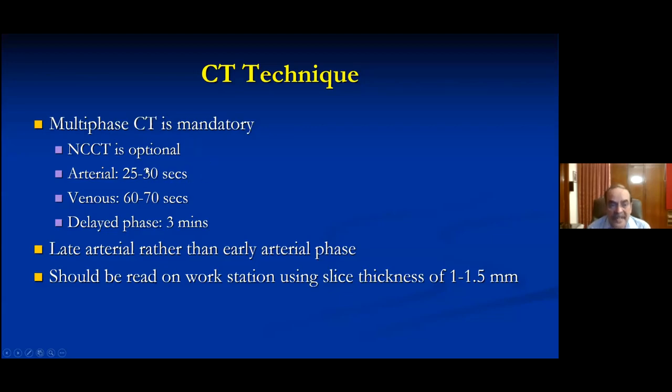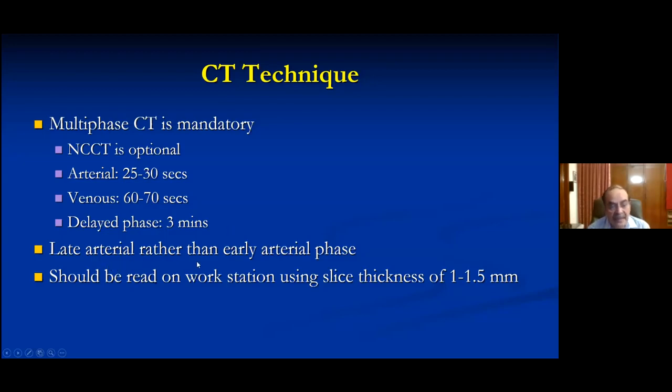Remember, all these timings are taken from the beginning of the contrast injection, which is injected using a pressure injector. Then the venous phase, or the portal venous phase, comes at about 60 to 70 seconds, and then we acquire a delayed phase at 3 minutes. And the behavior of the lesion across these three phases really helps you in trying to characterize the lesion.